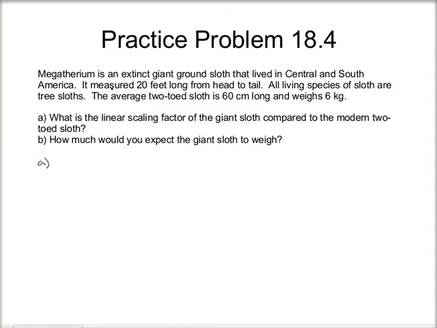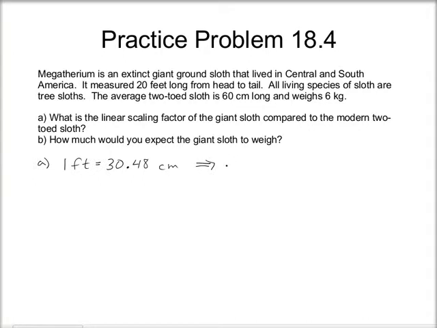length of the giant ground sloth, which is 20 feet, to the length of the two-toed sloth, which is 60 centimeters. So we need to either convert feet to centimeters or centimeters to feet. Either way, we should get the same linear scaling factor. So I'm going to convert feet to centimeters, and I know if I look at my table that 1 foot is equal to 30.48 centimeters.